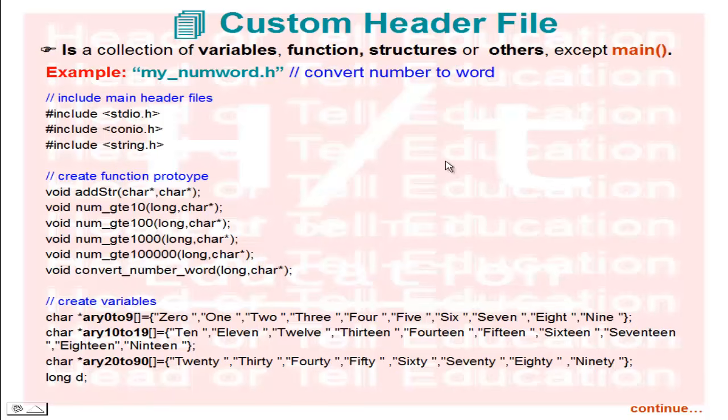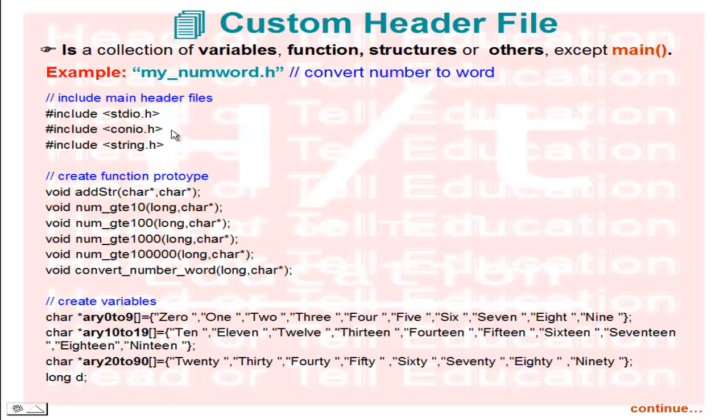Next part is header files, custom header files. So what is a header file? A header file is a collection of variables, functions, structures, or other things except the main function, because we are learning C. In header files the main function is not available, because only one main function is available in C when we write a program. For example, our header file name is my numword.h, meaning this header file has some functions and variables that I am using to convert numbers to words.